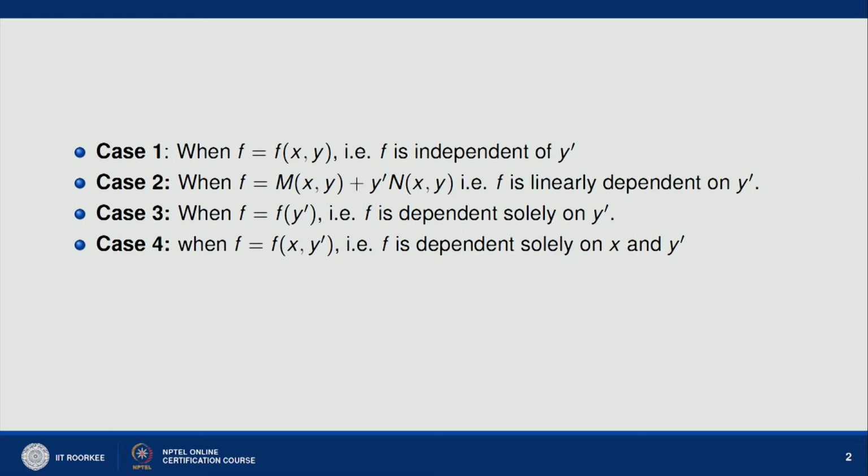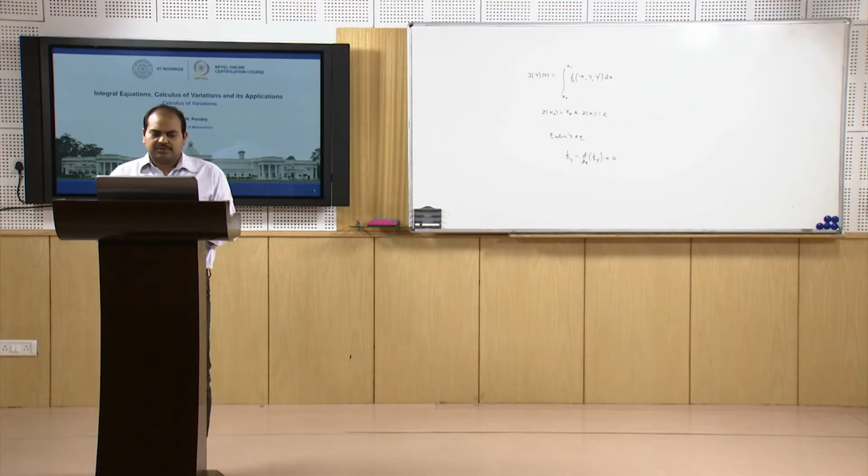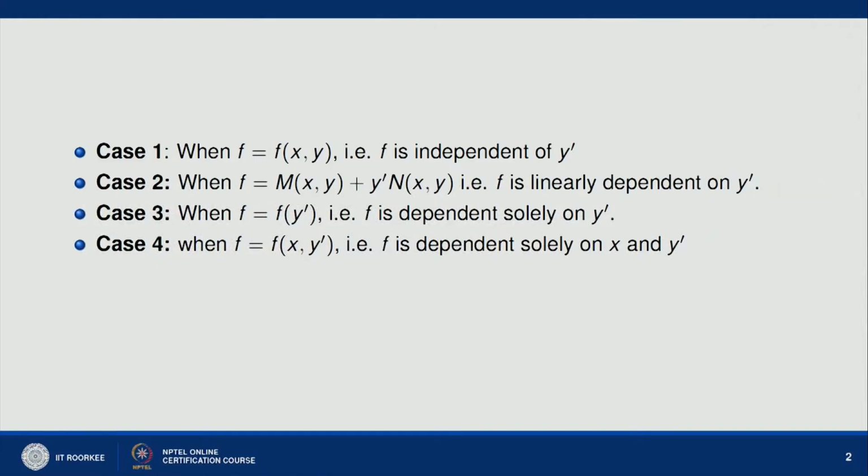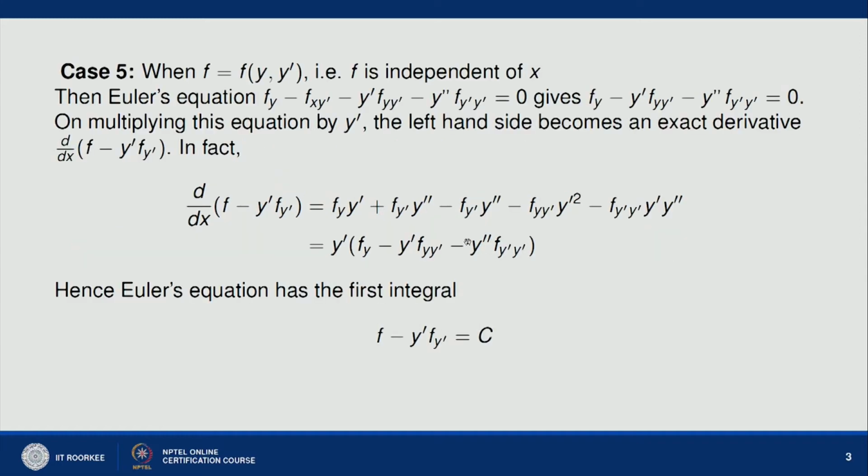And in case 3, when f is depending only on y dash, here also we have seen that all the extremal lines are coming out to be straight lines only. So this also we have discussed with one example. And case 4, when f is equal to f of x, y dash, that is, f is dependent solely on x and y dash, here we have seen that in this case Euler's equation reduces to a differential equation depending on y dash, and we have discussed certain cases also. Now in this lecture we start with case 5.